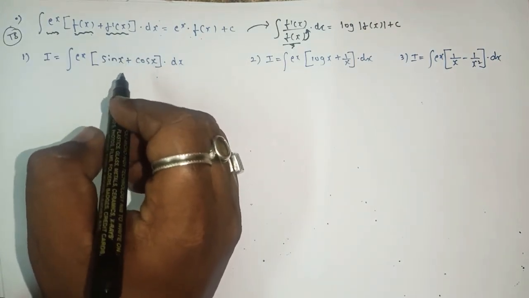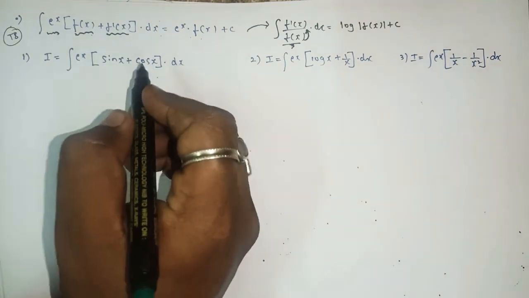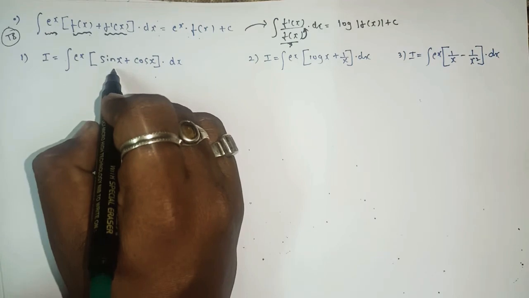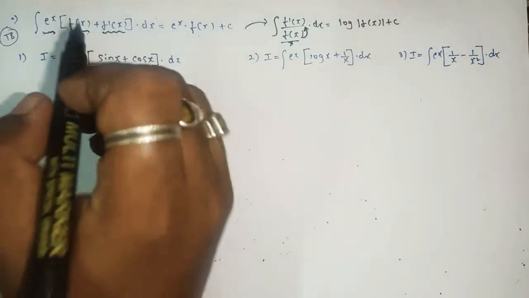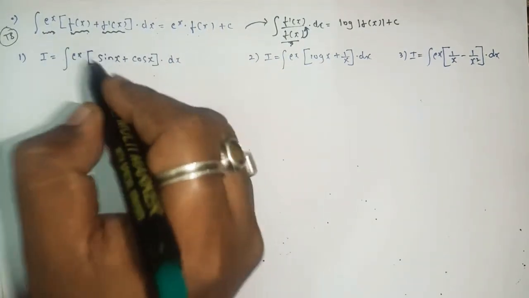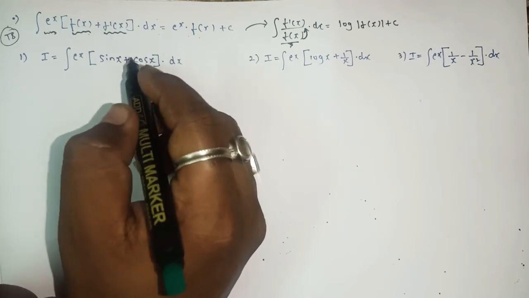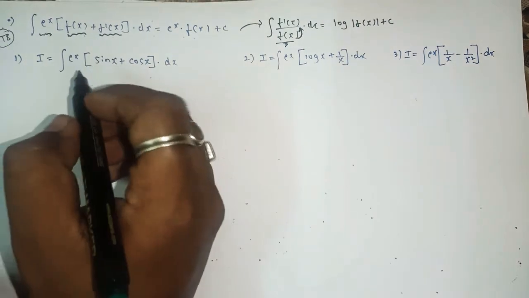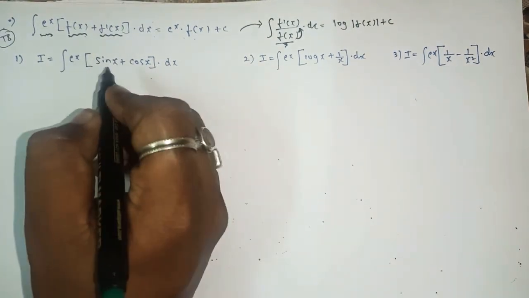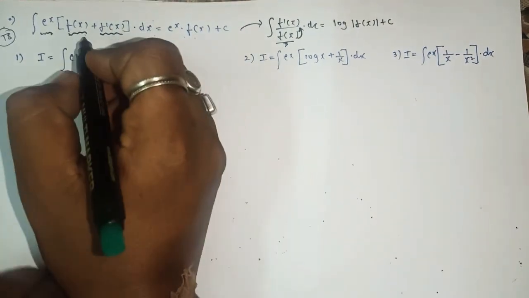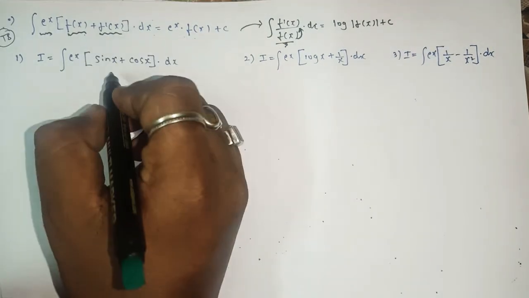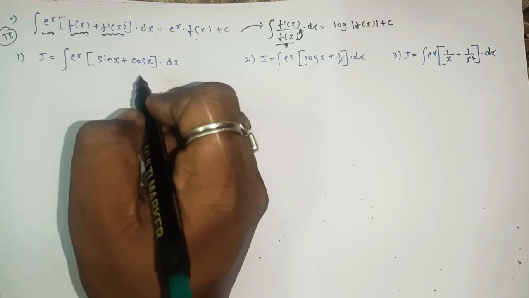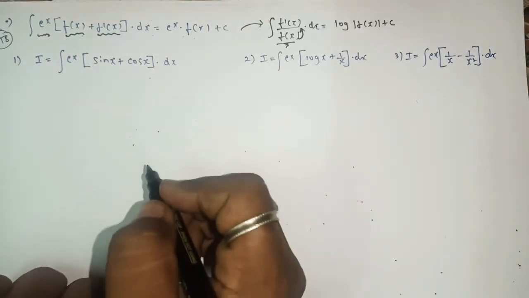Sometimes the arrangement will be different. Sometimes the second part will be f of x and the first part will be f dash x. Now here you have to consider f of x to that term for which the derivative is perfect. Once again I will explain. You have to consider f of x to that section whose derivative comes.